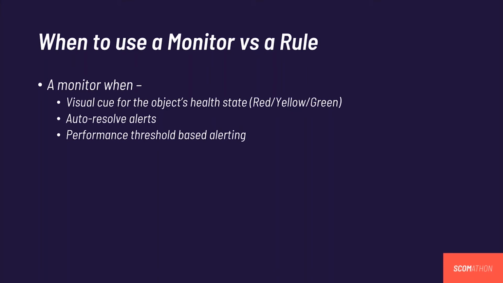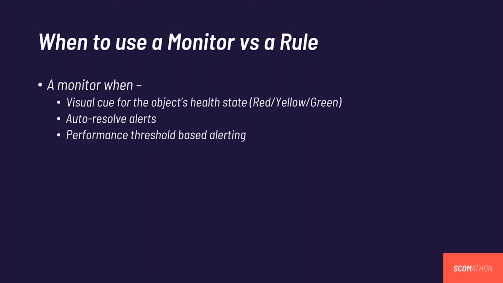You want to keep nagging your, let's say, Windows team: hey, that service has stopped, go investigate. That service has still stopped, go investigate. Hey, that service has still stopped, go ahead and investigate. If you want to keep nagging them, for whatever reason, then go create a rule. So if you want the alerts to auto-resolve, go for a monitor.